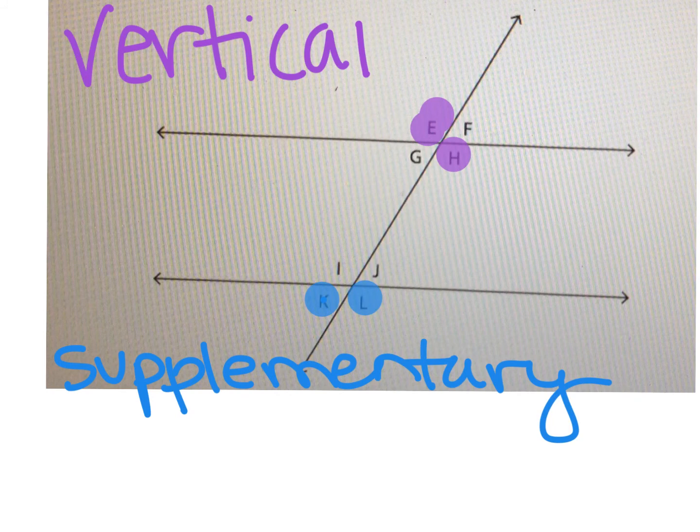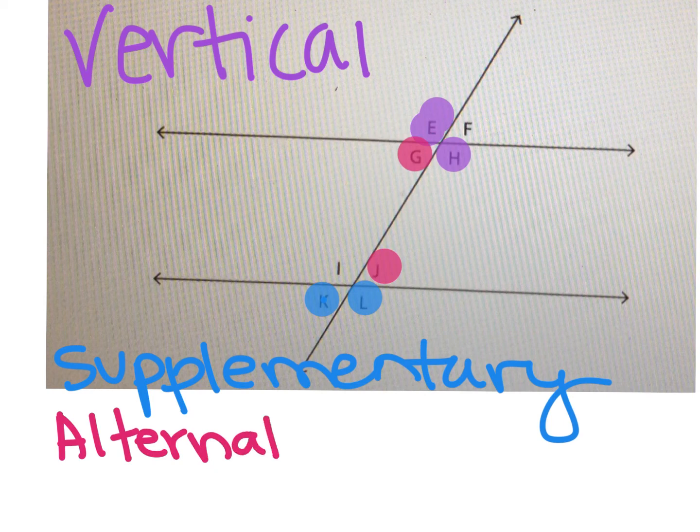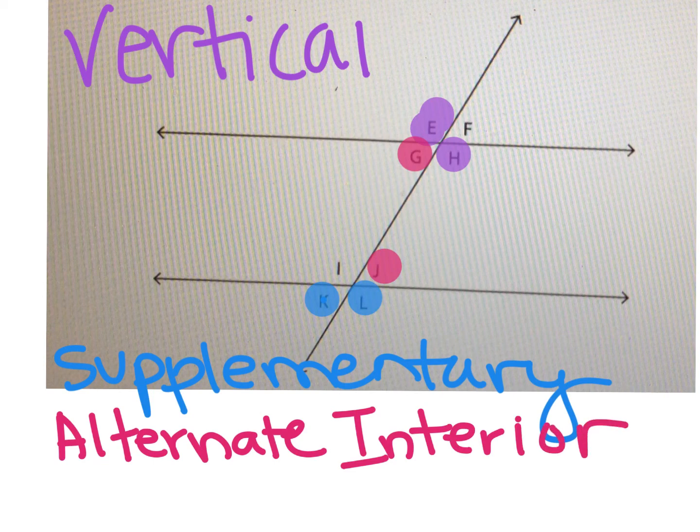What if I said I wanted the alternate interior angle to J? Interior, on the inside of the lines and across, so it would be G. Alternate interior. So you could get a piece of paper and you could be drawing these angles and doing the same thing with the colors that I'm doing, or doing this in your toolkit so you have it for notes.